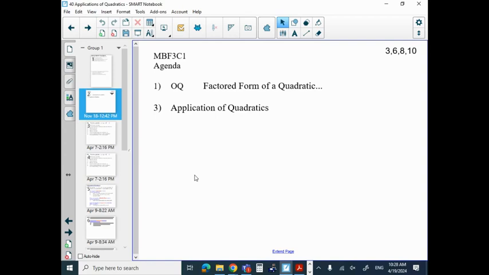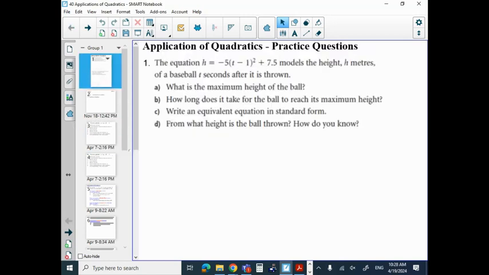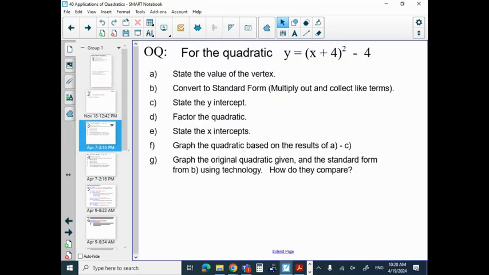So, a review of a lot of the skills that we've covered in quadratics, specifically in a real world kind of application. I'll go through a review of the skills, and then you'll see them in action in an application question. And then there's the assignment sheet for you to submit. Just 2 questions. Not too much.